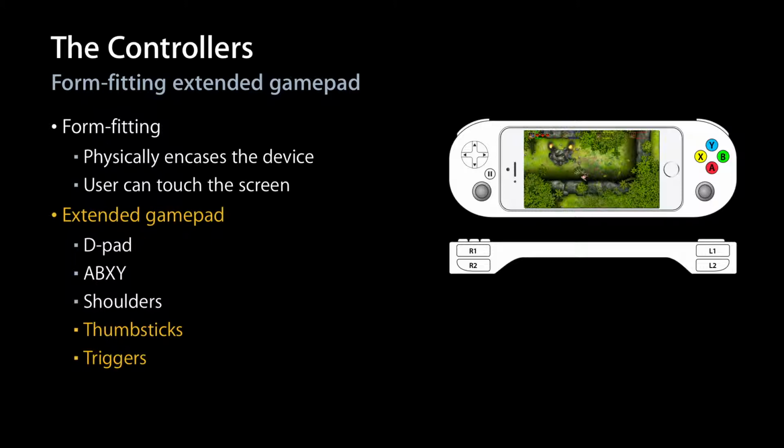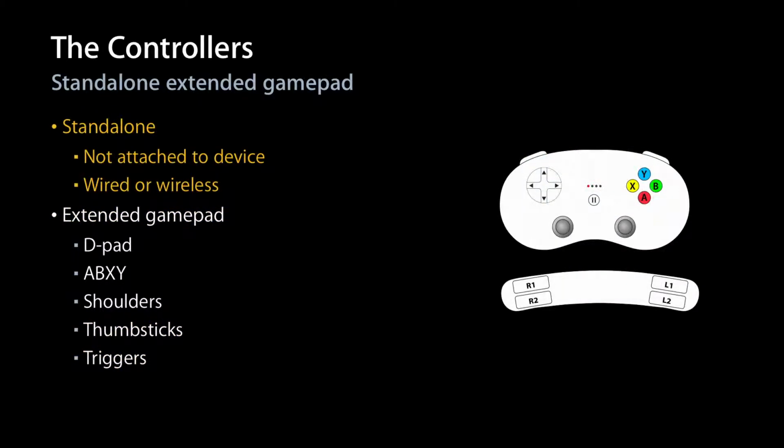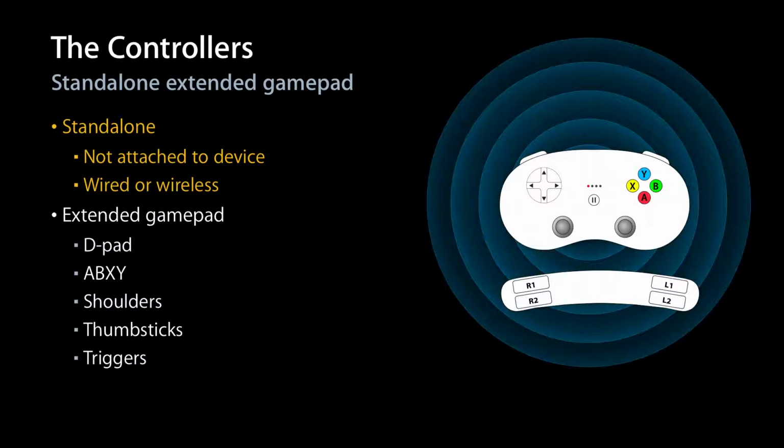Okay, here's the next one. This is called the form-fitting extended gamepad. So again, this is form-fitting. The device physically snaps into the controller, just like the first one. But what's different here is that instead of standard gamepad, it's extended gamepad. So it adds a couple more controls. Two thumbsticks, one on the left and one on the right, and two triggers down below the shoulder buttons.